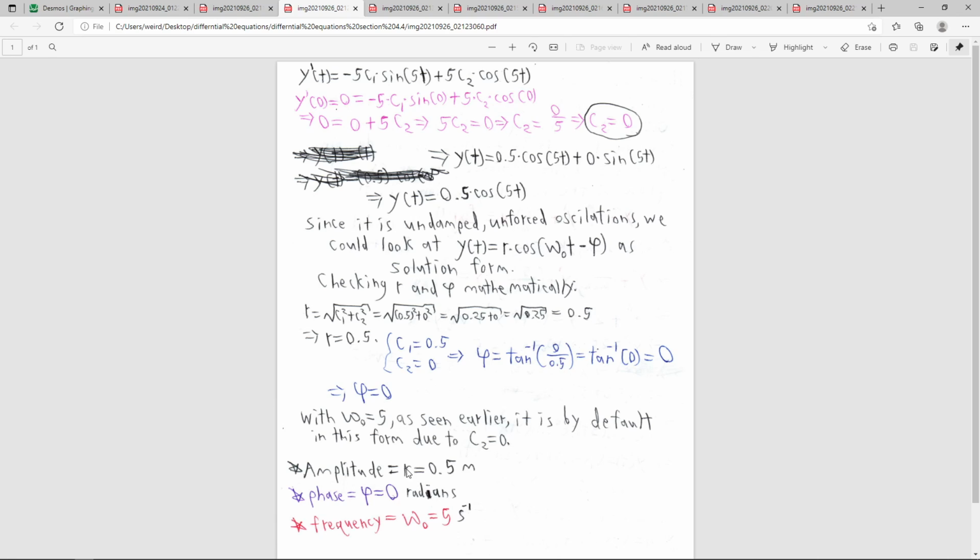But now, real quick, the amplitude equals r in our notation, which is equal to 0.5 meters. Phase equals psi, which is equal to 0 radians. You don't have to follow a unit because it's just 0. Frequency is equal to omega naught, which is equal to 5. If we want to put a unit to it, it's inverse seconds in this type of problem.